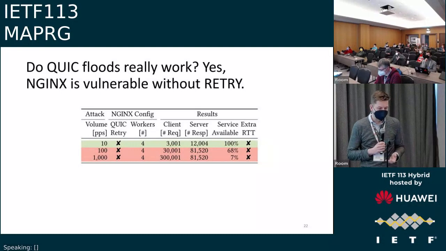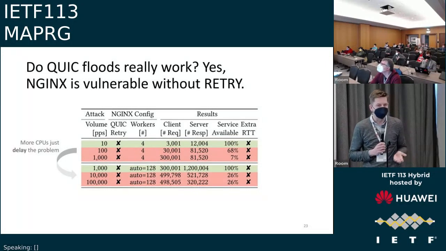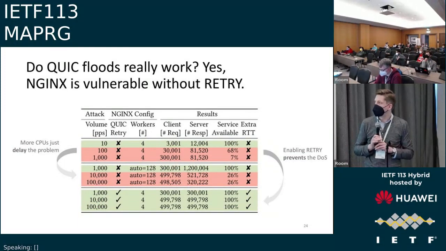Then next slide, you can argue that you can use more resources, more CPU resources. Yes, you can do that, but still, if you increase the packet rate, you will still be able to turn the service offline, and the QUIC server will not work. So next slide. But if you enable the QUIC retry message, you will actually be able to prevent the server from being exhausted, and the service will still be available.